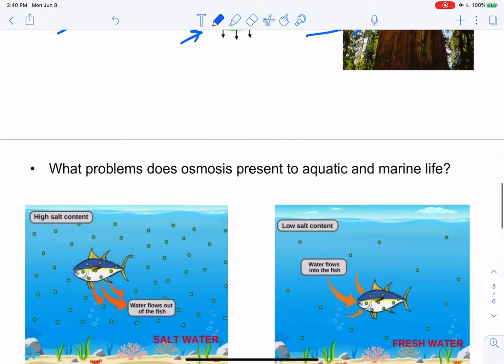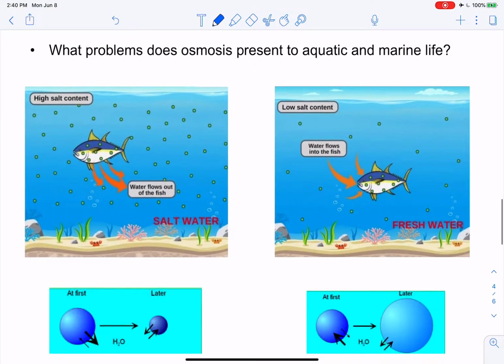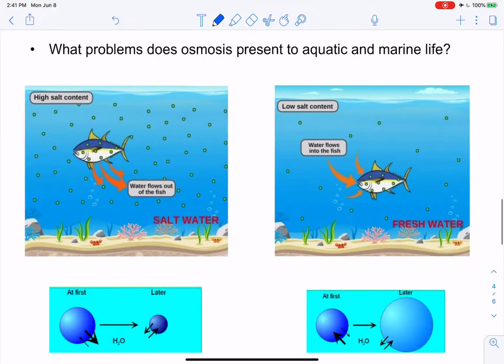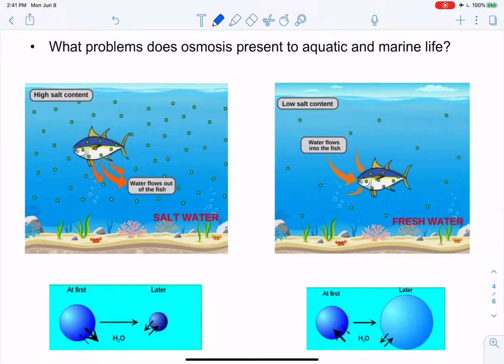What happens with animal cells is a little bit different because you don't have the cell wall. So it depends on whether you are in salt water or fresh water when you're a fish as to how your system has evolved to combat the problems of osmosis.